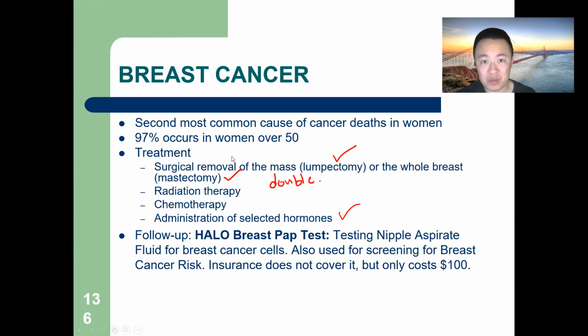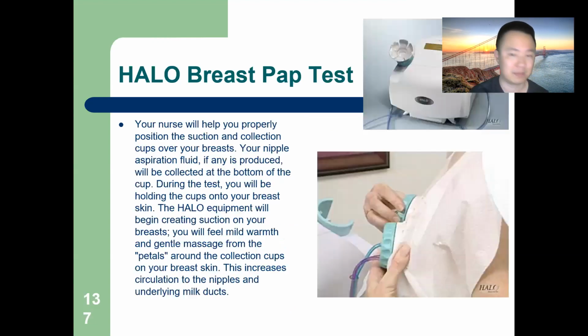And the follow-up after this would be a Halo Breast Pap test, in which they test nipple aspiration fluid for breast cancer tissue, breast cancer cells. Also, this is used for screening for breast cancer risk. Insurance doesn't cover it, but it only costs $100, roughly, at least at the time I'm lecturing this. It might have gone up by now.